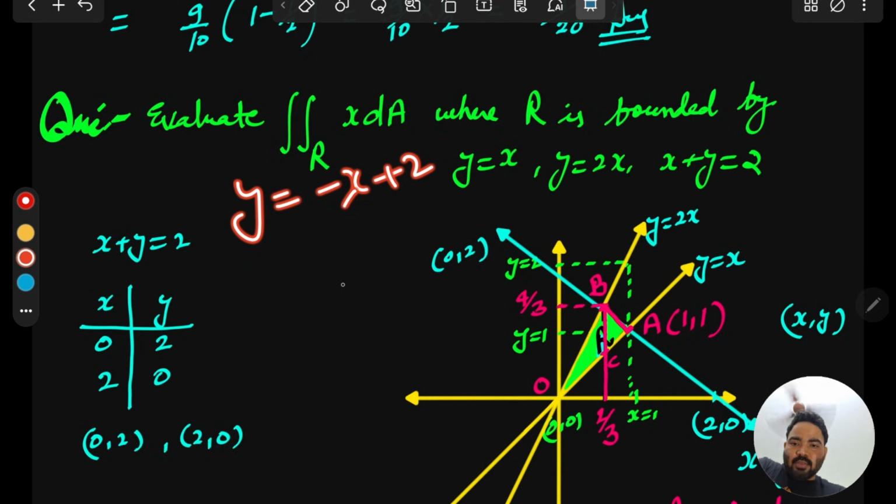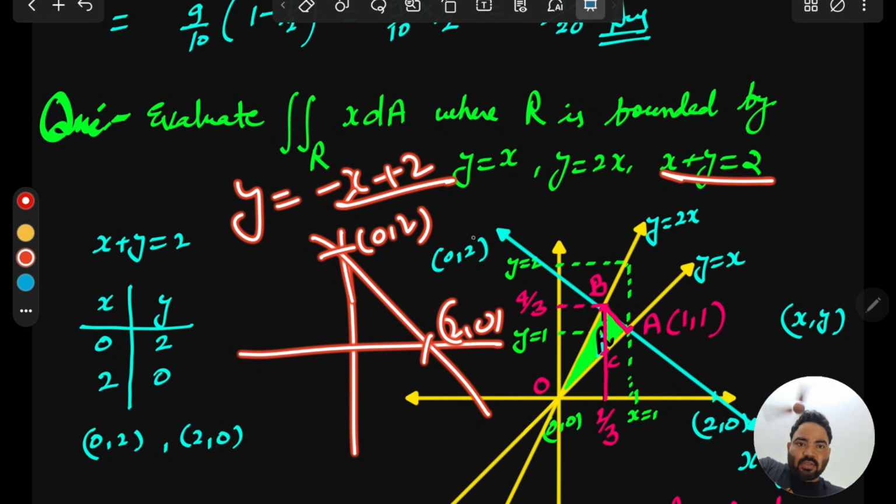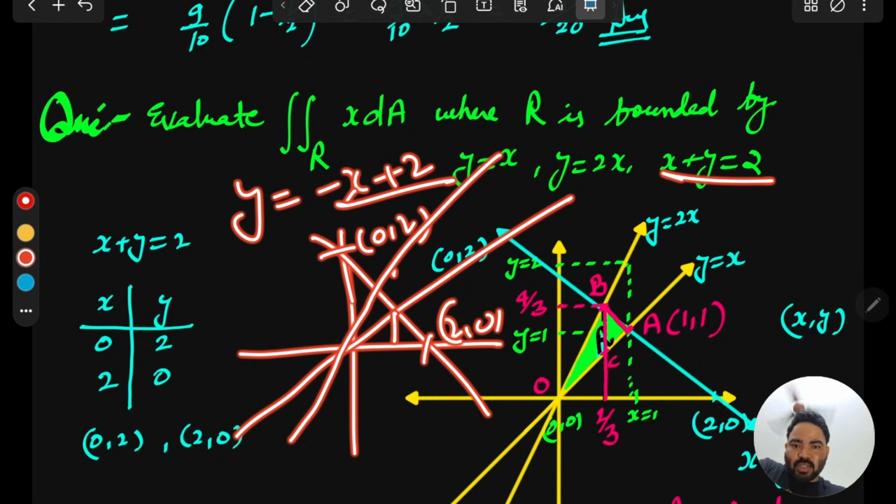You can say y equal to minus x passes through the origin, but it is now shifted by a distance of 2. So this is 2 comma 0, and this is 0 comma 2. This is the x plus y equal to 2 line. Now y equal to x passes through the origin. For y equal to 2x, if x is 1 then y will be 2, so from here the y equal to 2x line will pass. So the intersection region will be this, and this is the region you have to cover.